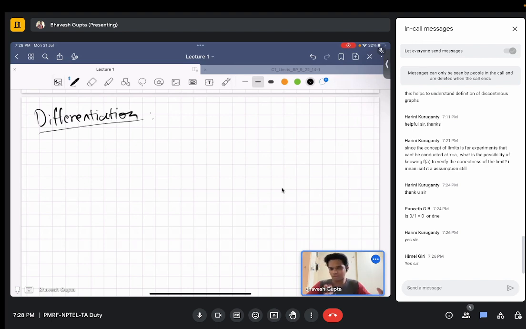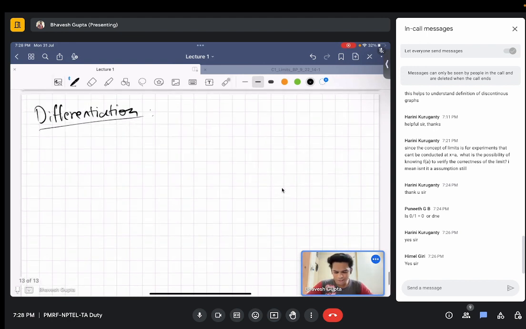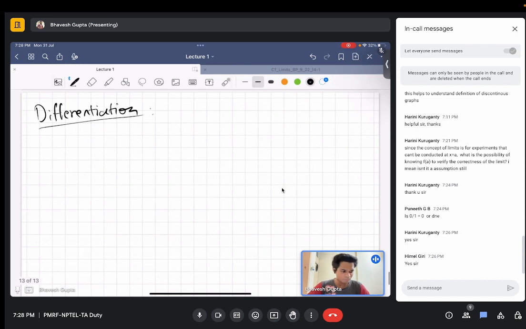Again, we are not talking about the algebra of differentiation, we are talking about the meaning of differentiation. The meaning of differentiation is to tell you the instantaneous rate of change. And what do you mean by the word instantaneous? The literal English meaning of instantaneous is: what is the rate of change exactly at that instant.